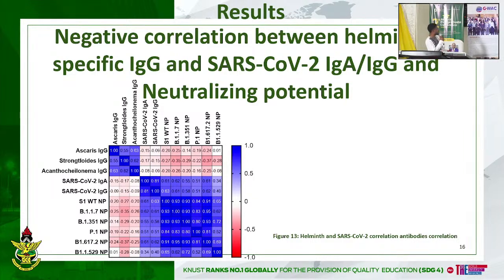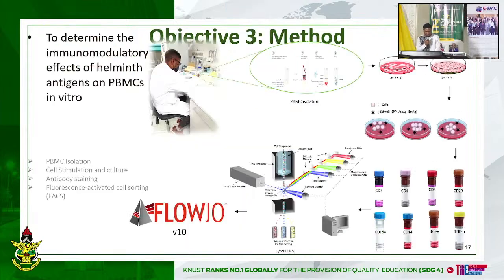Looking at the correlation, we also made a correlation matrix to see how the various parameters were interrelated. And we saw that helminth-specific IgG correlated inversely with SARS-CoV-2 specific IgM and IgG, and with the neutralizing potential against the wild type and the variants, meaning that as the helminth-specific antibody tends to increase, the neutralizing potential against SARS-CoV-2 reduced, and the antibody response to SARS-CoV-2 also reduced.